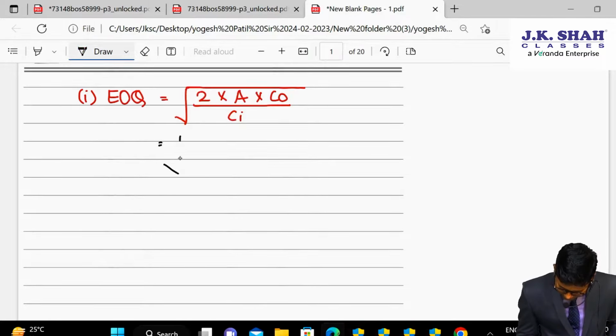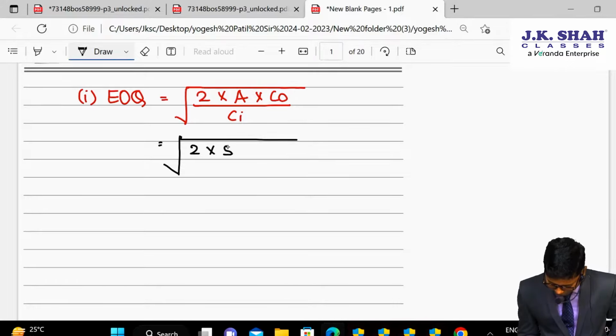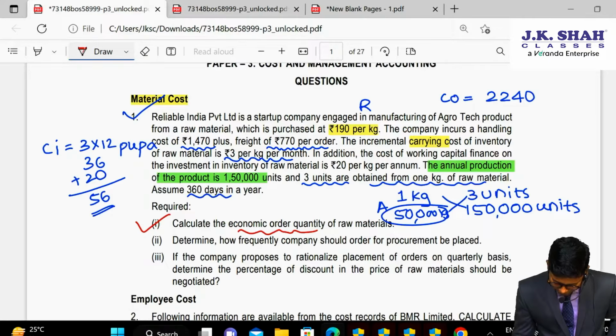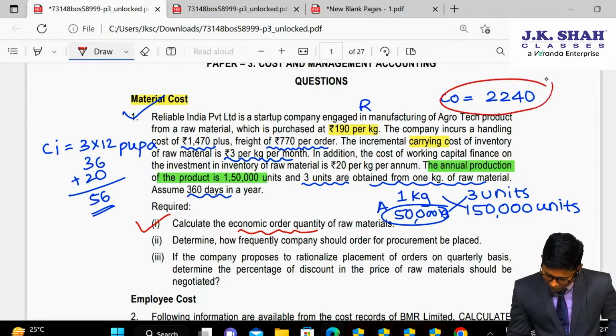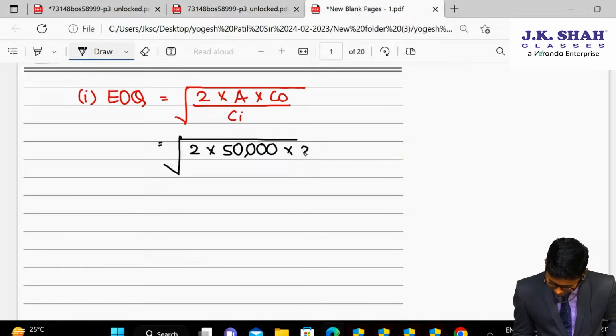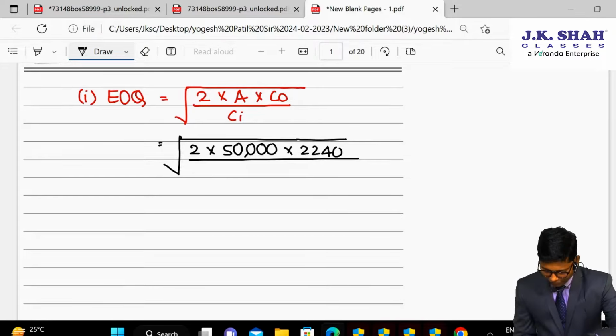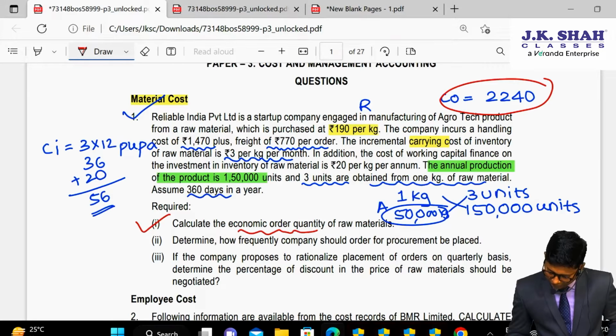Now it is 2 into A. Just now we computed A while discussing the sum, so it is 2 into 50,000 kgs of raw material. Into the ordering cost, which we also calculated, and according to our discussion the ordering cost is 2240 per order, so we will multiply by 2240, and the entire computation we should divide by the carrying cost, and the carrying cost which is given in the question amounts to rupees 56.